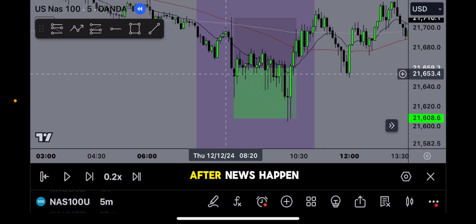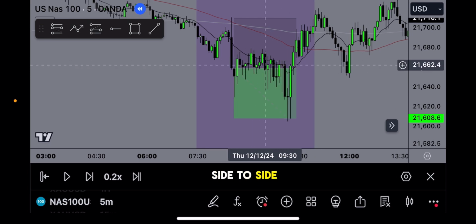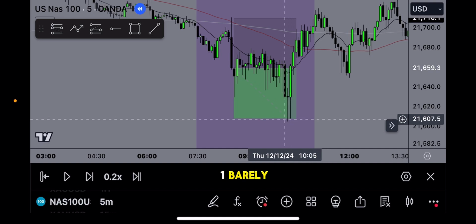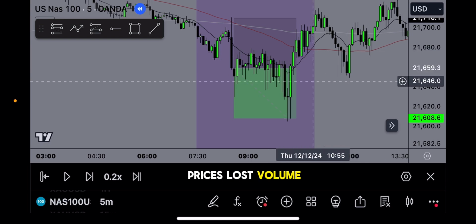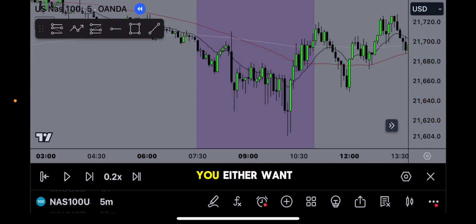Right here, after news happened, boom, price just consolidated and was going side to side, right? And then finally, boom, it hit our 1-to-1 barely, and then reversed, and then the session ended, and price just lost volume, right? So you want to be careful with that. Don't trade during news. You either want to trade before news happens, or you want to trade 30 minutes after the news takes place. Like that, the markets have time to calm down and price can reorganize itself.